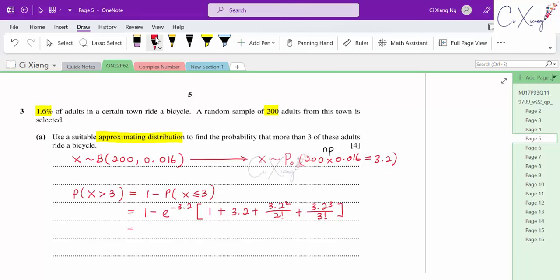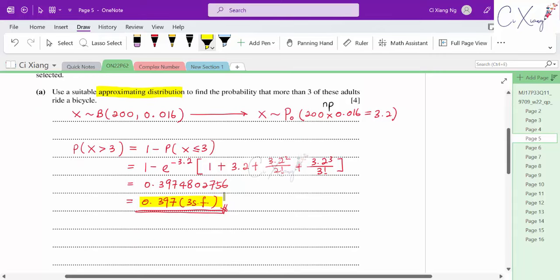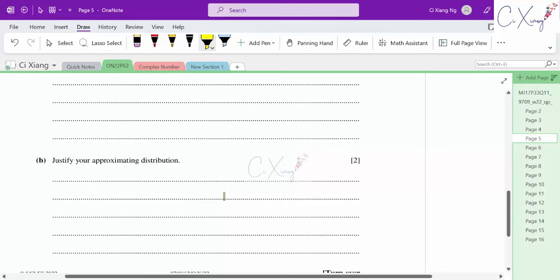Then with the help of a calculator, we can simplify our answer. This one should be the original answer, and our final answer correct to 3 significant figures should be 0.397. This is the answer correct to 3 significant figures. Okay, now let's proceed to part B. For part B, they want us to justify your approximating distribution, and 2 marks will be given here.